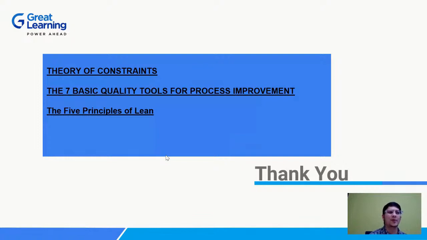For example, you can map out the process flow that you follow on a day-to-day basis, what the bottlenecks are, what the roadblocks are. You can look at ways how you can improve it.